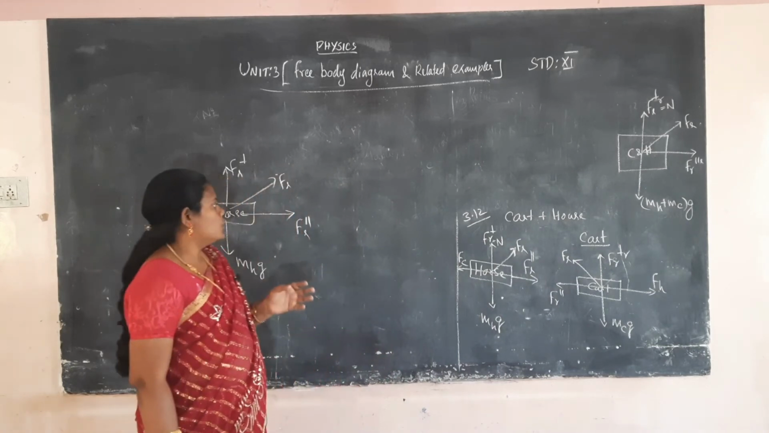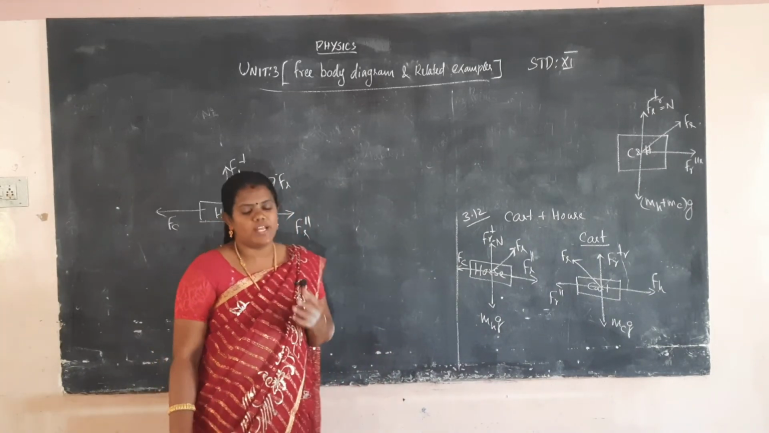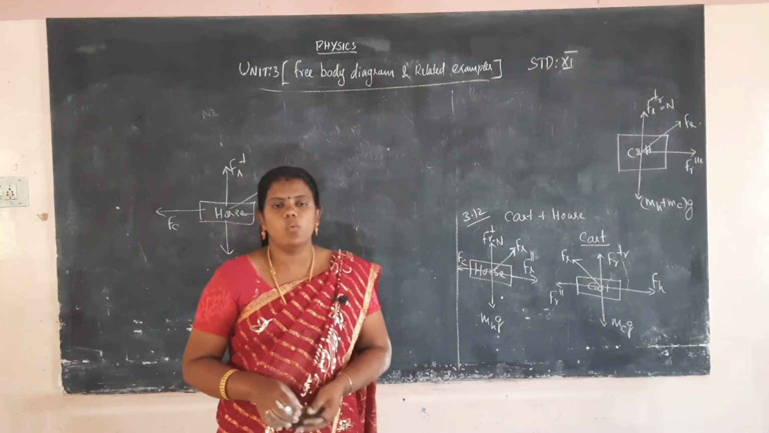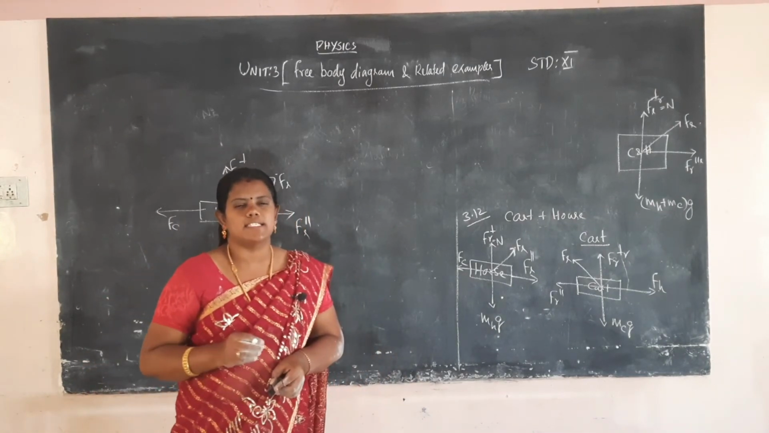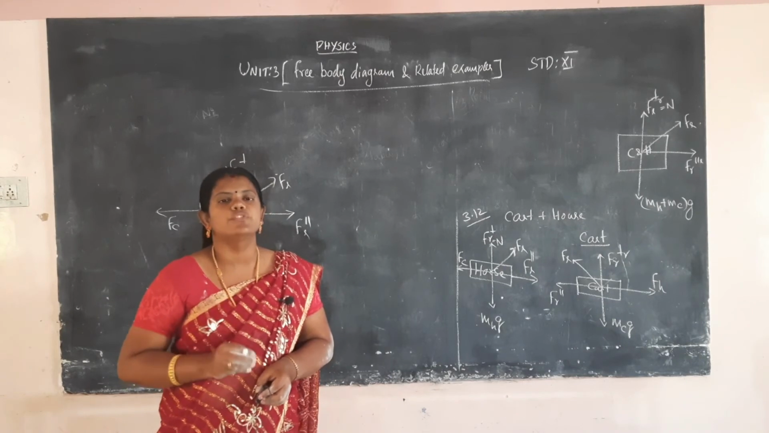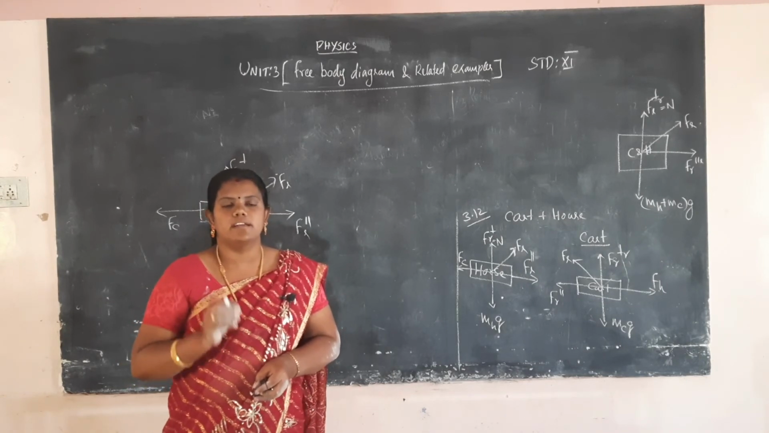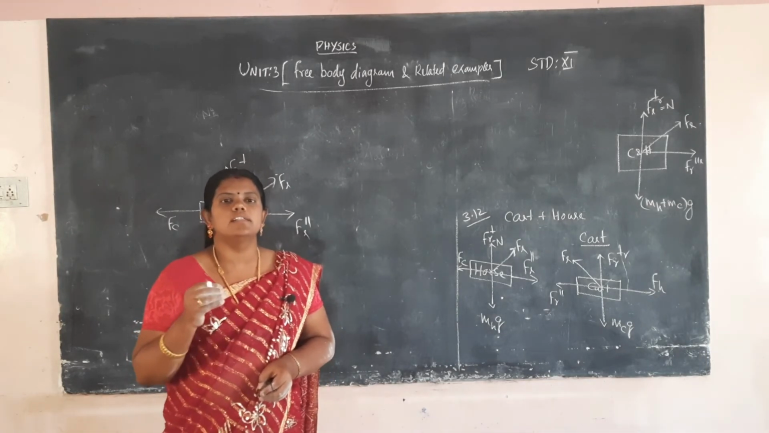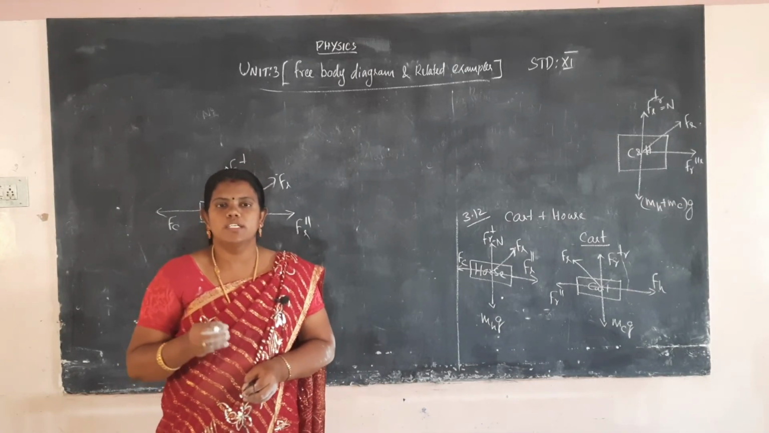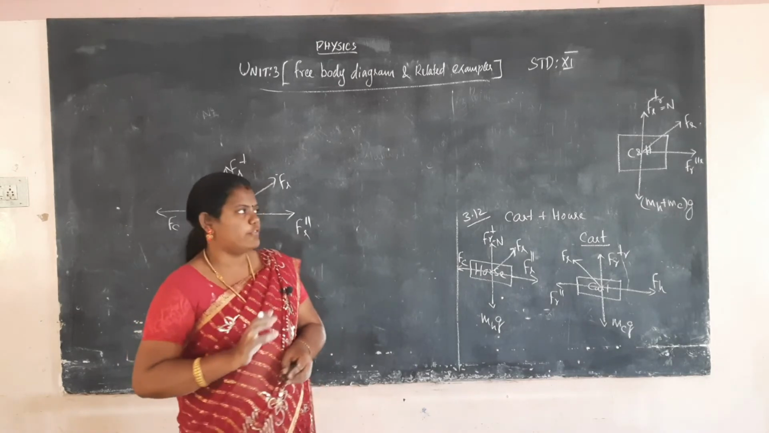In today's session I explained more and more example problems. First, what is a free body diagram? The free body diagram is a diagram to simplify the explanation of what forces are acting on the body and how the body moves, with vector notation for the forces acting on the body. That is called a free body diagram.